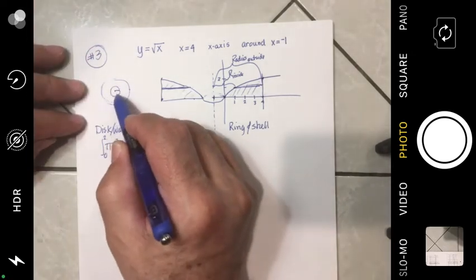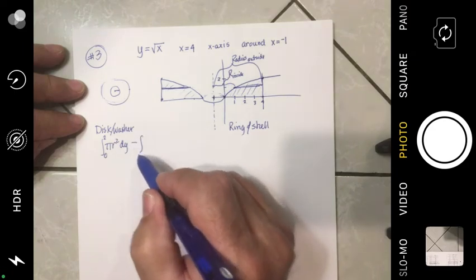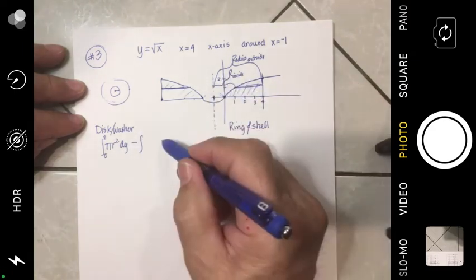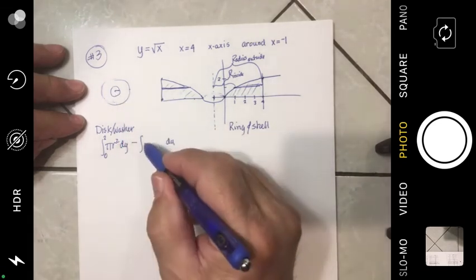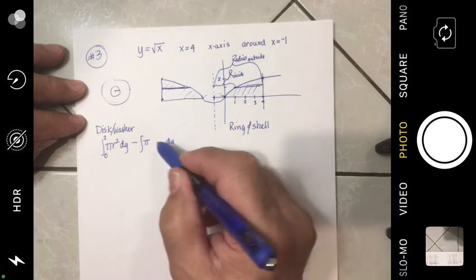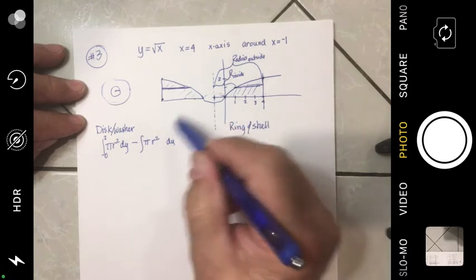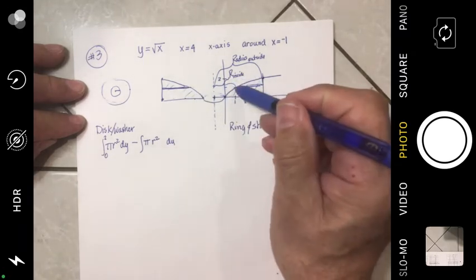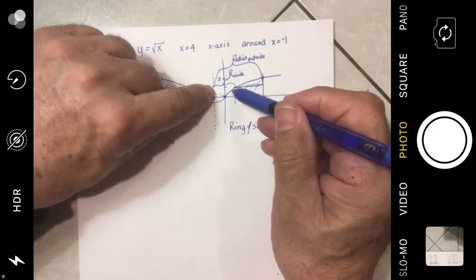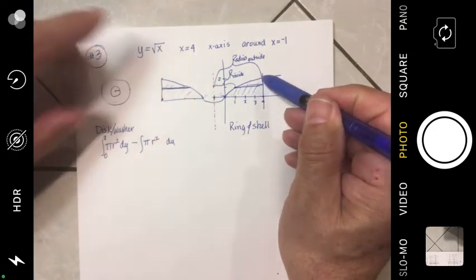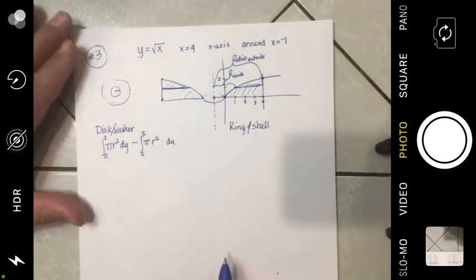Then I need to remove the center. So I have to subtract. The thickness is still dy. The hole is also a circle, so its area is pi r squared, and we're going to evaluate the size of the hole, which changes from a small one to a larger one as we go up to 2. So we're going to go from 0 to 2 on it also.